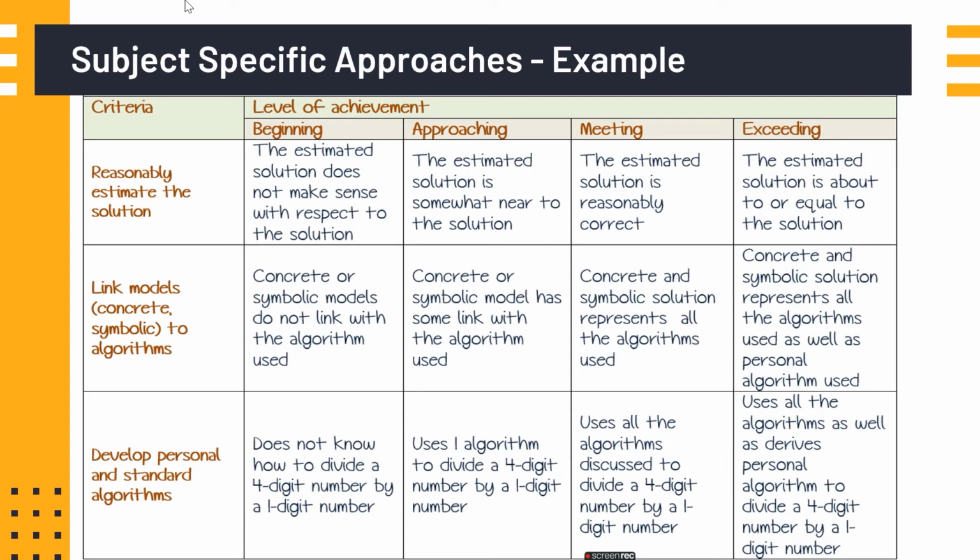For example, under reasonably estimate the solution, a student will fall in the beginning category if the estimated solution does not make sense with respect to the solution, while a student will fall in the exceeding category if the estimated solution is about to or equal to the solution. Similarly, there are descriptions for the other two criteria.